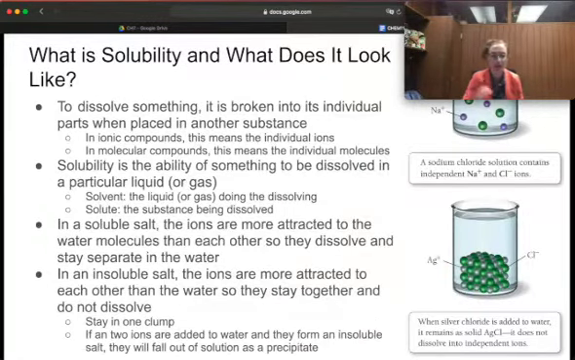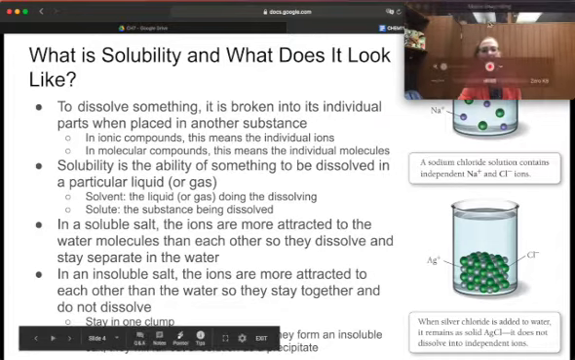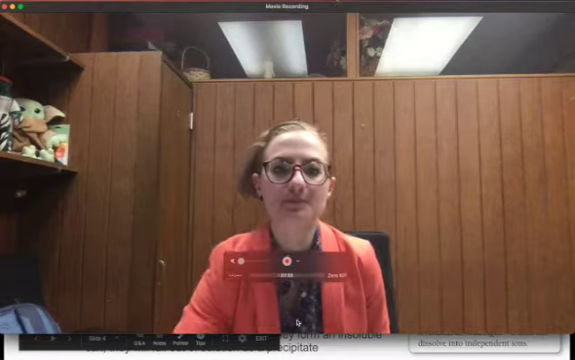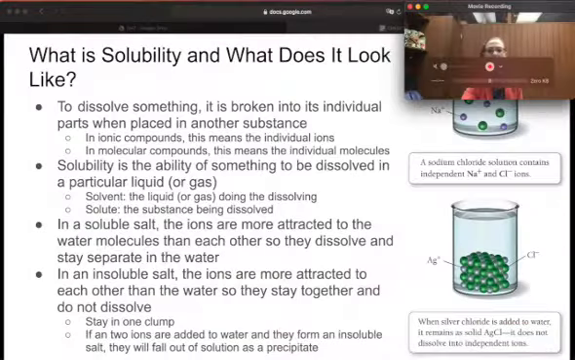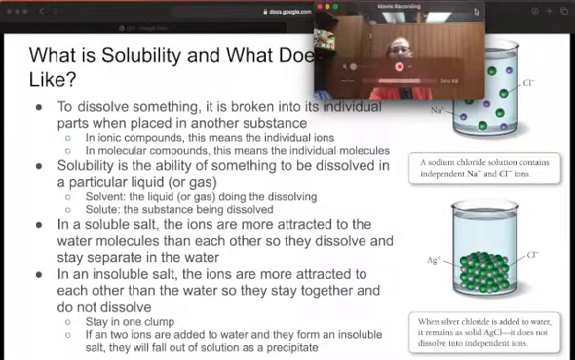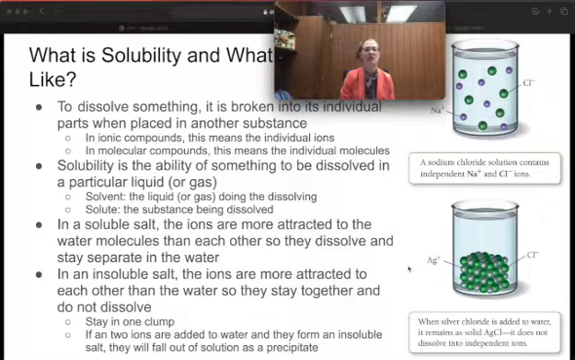So what is solubility and what does solubility look like? Well, to dissolve something, it's broken into its individual parts when it's placed in another substance. With ionic compounds, this means the individual ions. Remember, ionic compounds tend to look like this AgCl does down at the bottom of your screen, all these individual ions just hanging out together. All those individual ions break apart when we put an ionic solid down into water.